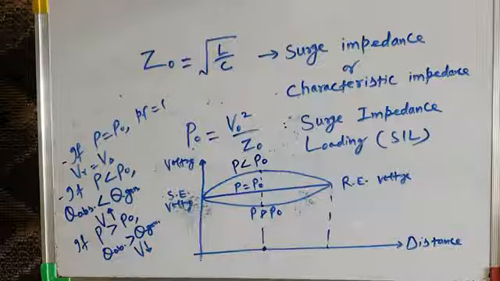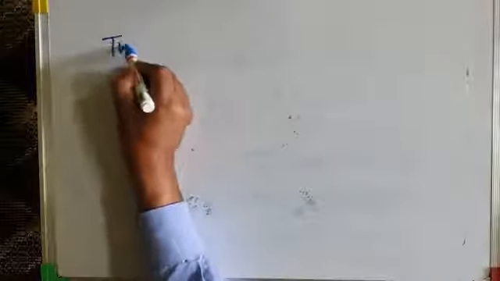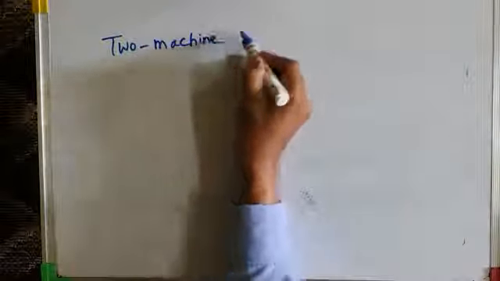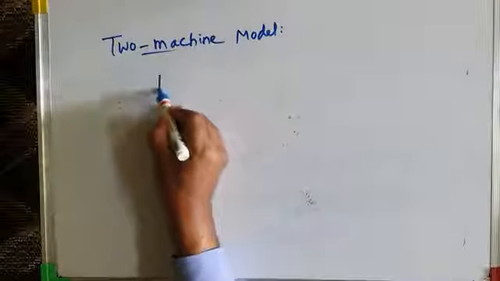Let's move ahead with our discussions. Now, I would like to derive a mathematical expression for active power and reactive power flowing over an uncompensated transmission line. Let me take a two machine model of a power transmission network. I will write here two machine model. And this two machine model will look like this.